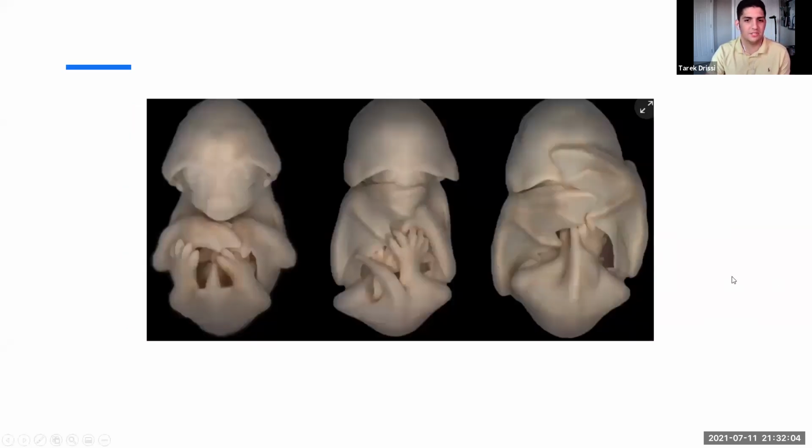So this is the next one. This one's a little more obvious, I think. Does anyone know what this is? Is it a bat? Yeah, this is a bat. This is a bat embryo. You can see its wings here. I'm not really familiar with bats.